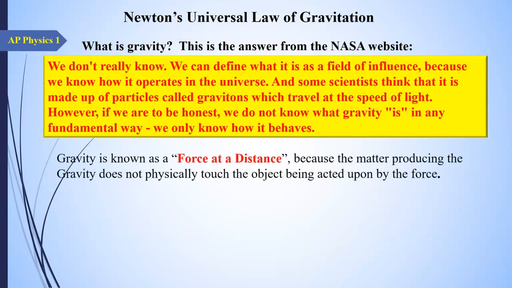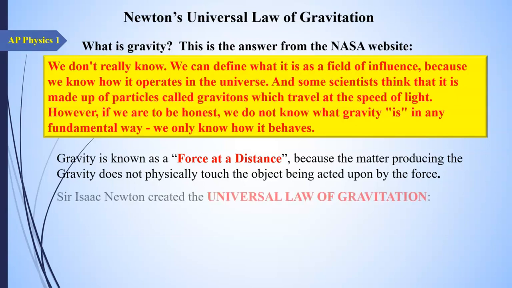So gravity is known as a force at a distance because the matter producing the gravity does not physically touch the object being acted upon by the force. Sir Isaac Newton created the universal law of gravitation, and there it is. It says the force on two bodies with mass is equal to the gravitational constant times the mass of the first object times the mass of the second object. Generally, the first object might be your body and the second object would be the Earth, over r squared.